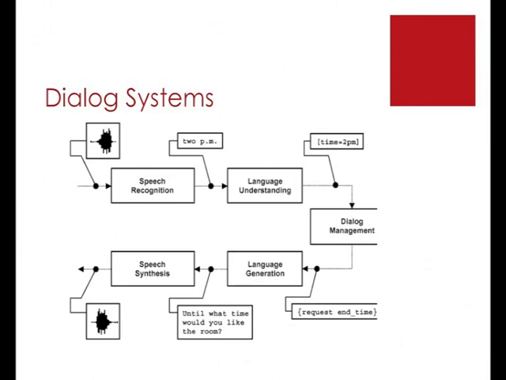The next example in AI planning are dialogue systems. Dialogue systems interact with users via speech, typically over the phone. They have automatic speech recognition, speech synthesis, natural language understanding, natural language generation, and dialogue management.